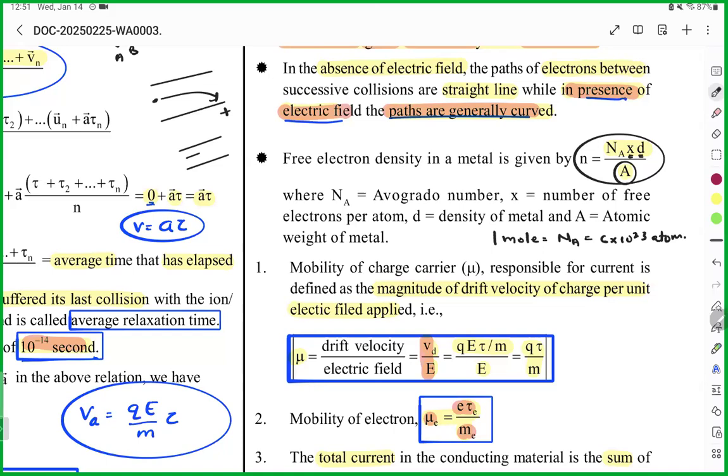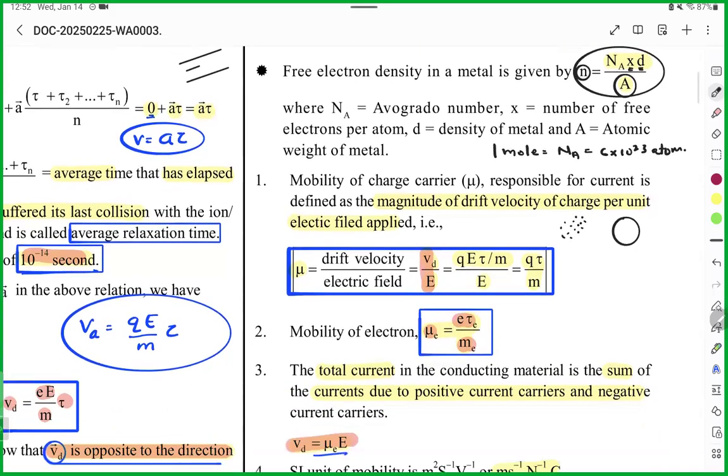Make sense? Example, if you have a small atom like hydrogen, you can accommodate more atoms in this. But if you have one gold, a very big particle, what will happen? You can accommodate fewer electrons. So the total number will be less because it depends inversely upon the atomic mass. Understood?